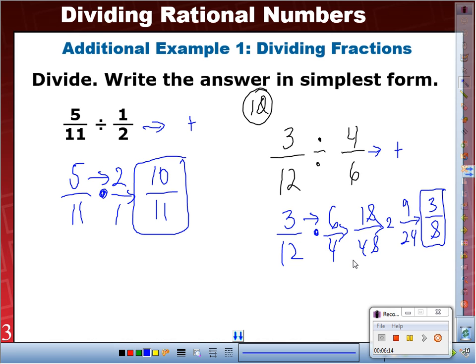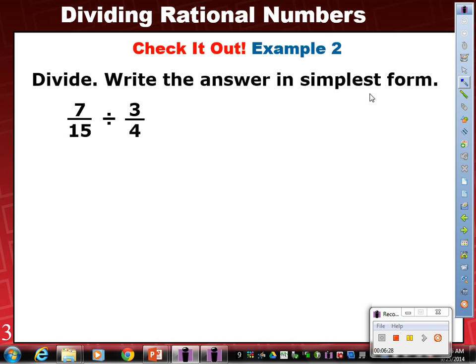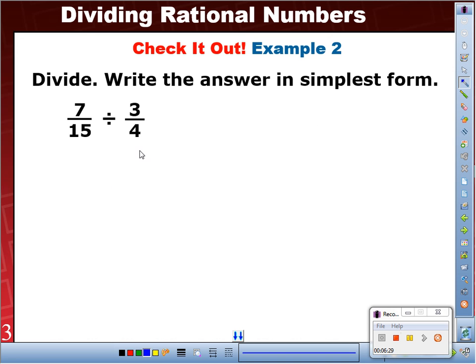Okay? Copy this next one down, please. Do that one by yourself. 7/15 divided by 3/4. Go. Step 1, everyone. Identify the result as positive or negative. It's positive. Okay? Step 2, Carlos. Multiply the first fraction times the reciprocal of the second.